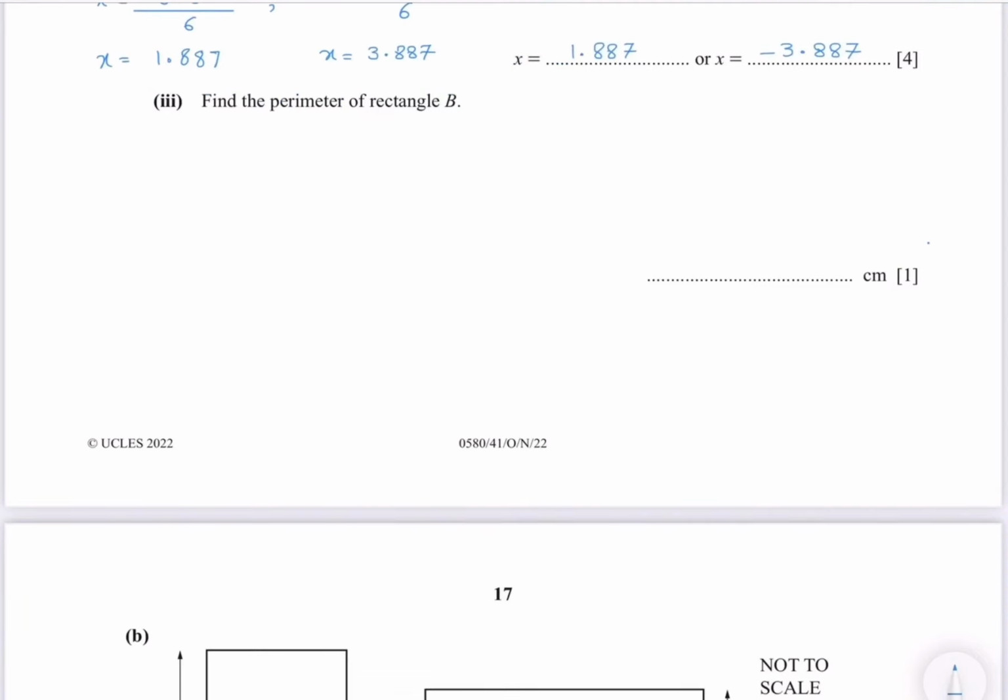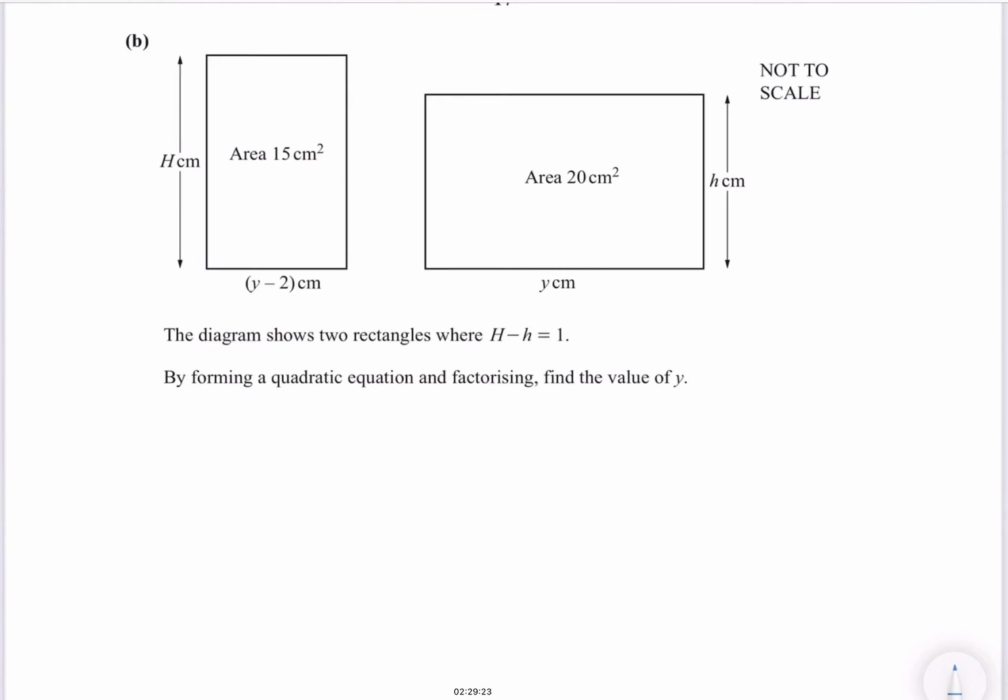So find the perimeter of rectangle B. The perimeter formula is 2 times length plus width. The length is 2 and the width is x minus 1, and take the positive value of x we just found out in the previous portion, 1.887. So solve it for the perimeter. Your perimeter is 5.774 centimeters.